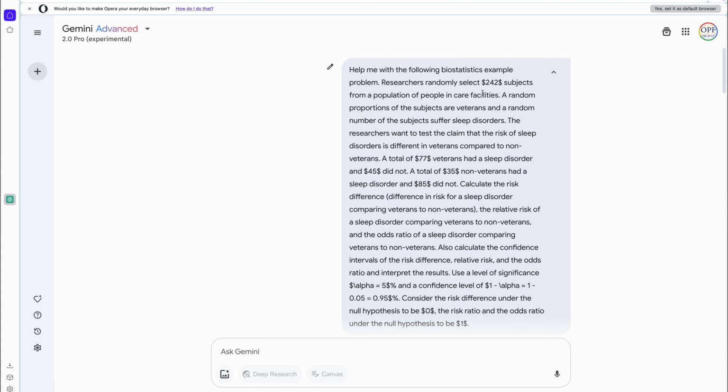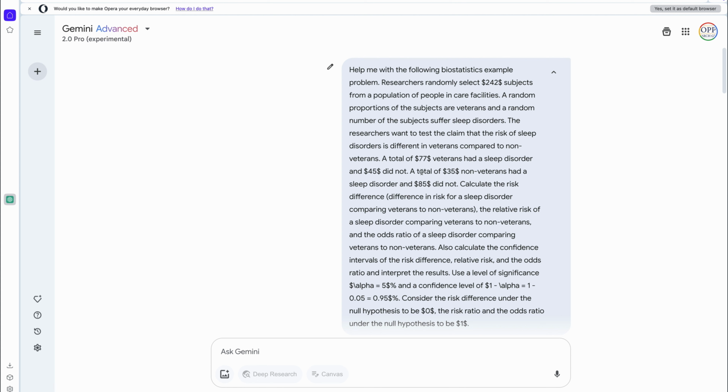So they randomly select 242 subjects from a population of people in care facilities. A random proportion of the subjects are veterans, and a random number of the subjects suffer from sleep disorders. The researchers want to test the claim that the risk of sleep disorders is different in veterans compared to non-veterans. So you've got these two categorical variables, and you want to know, are they associated? So instead of a table, that would be a contingency table. A total of 77 veterans had a sleep disorder and 45 did not. And a total of 35 non-veterans had a sleep disorder and 85 did not. So you get your 4 joint frequencies there.